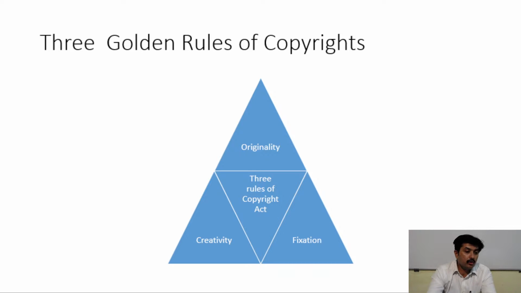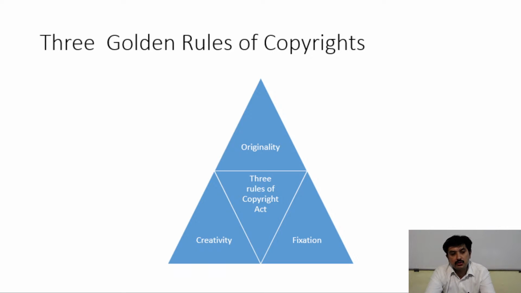So when I go to my next slide, I want to talk about three golden rules of copyrights. There are three golden rules of copyrights. The first one is originality, the second one is creativity, and the third one is fixation.